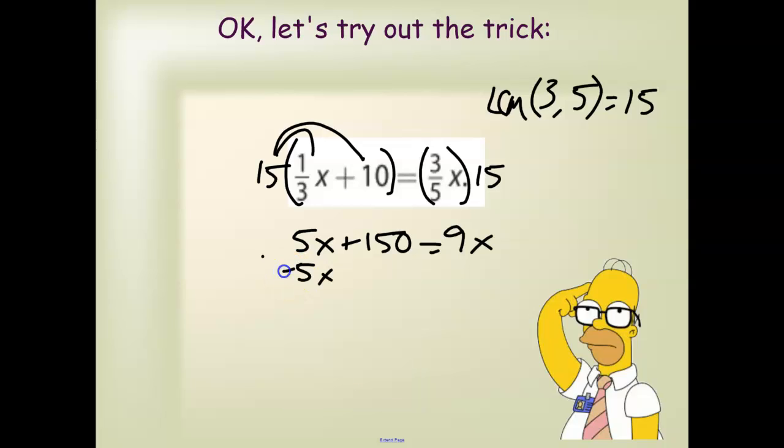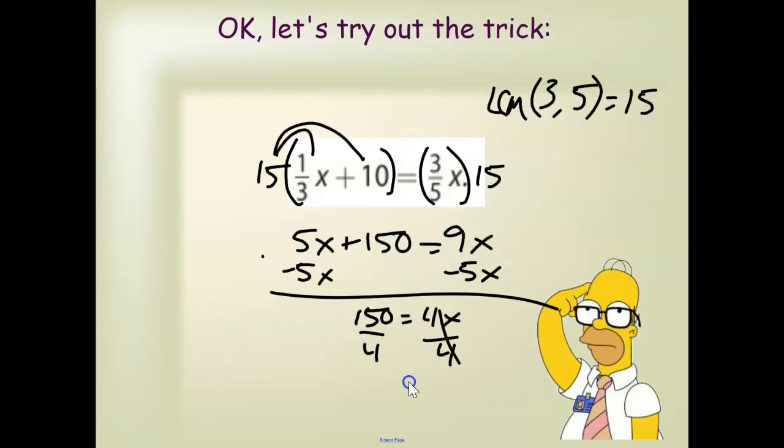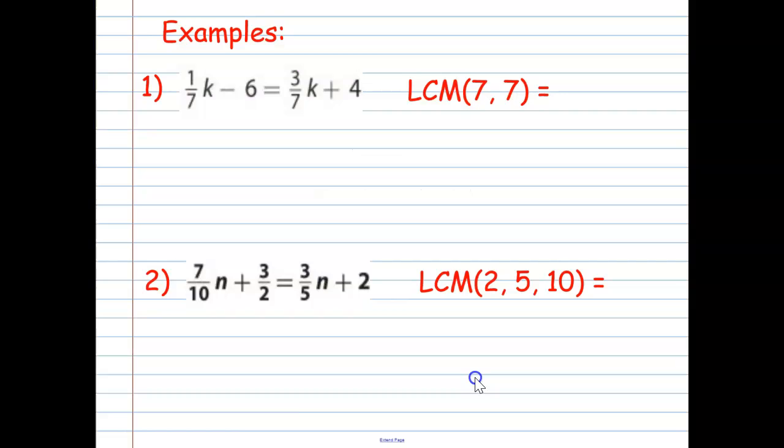And then I can just solve like we talked about in the last lesson. Move my smallest pile of x's. That gives me 150 equals 4x. And then I divide by 4 on both sides, and I end up with x equals 37.5. Bam.